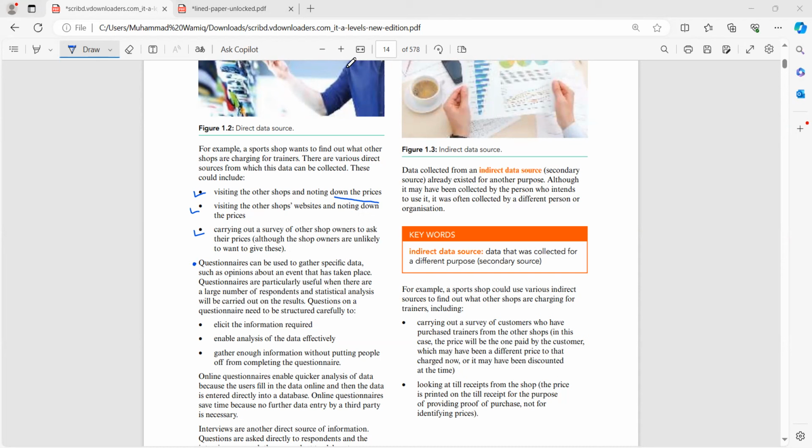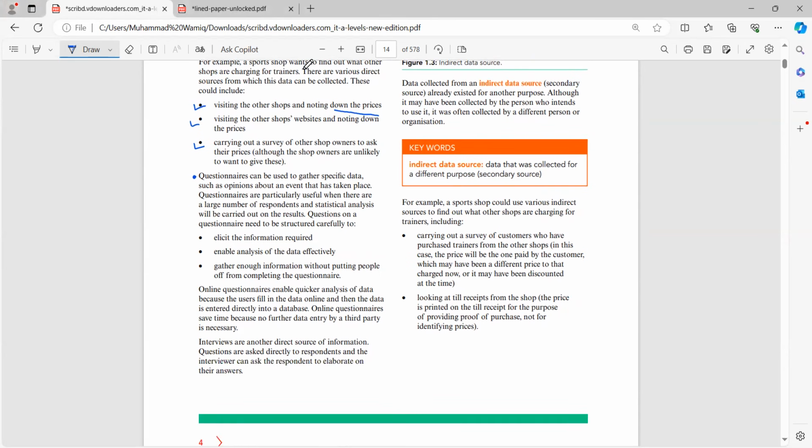You collect a large number of responses and then you apply statistical analysis to that, so that you can make a conclusion. For example, 40 out of 50 people I have questioned or interviewed say that they prefer to take online classes over physical classes. So this is an example. I hope that I am able to make this clear regarding questionnaires and interviews. Now, the primary aspect of the questionnaire is to elicit the information required to enable your analysis, to gather your information as well.